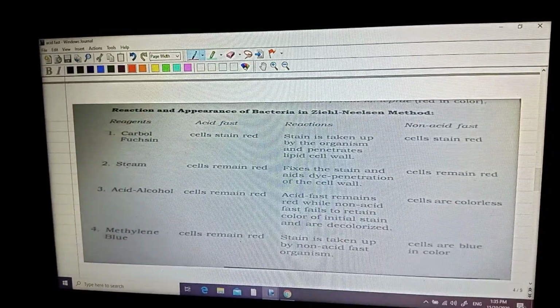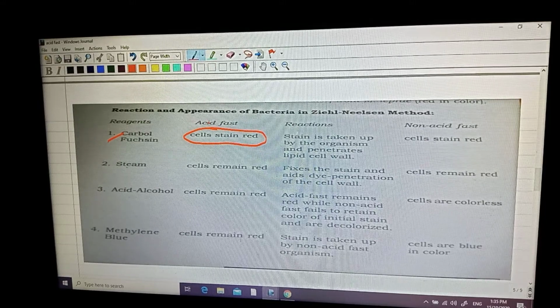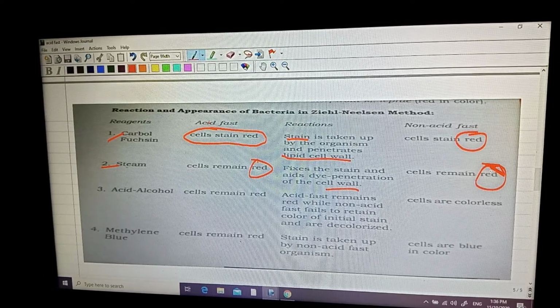This is also important. Reaction and appearance of bacteria in the Ziehl-Neelsen method, the hot method. If your reagent is carbol fuchsin, acid-fast cells stain red. Its reaction: the stain is taken up by the organism and penetrates the lipid cell wall. Non-acid-fast also stain red. If you use steam as your reagent, cells remain red; it fixes the stain and aids dye penetration of the cell wall.